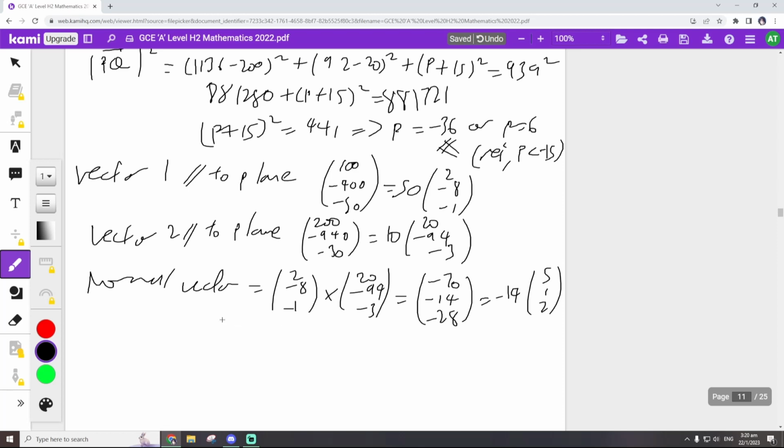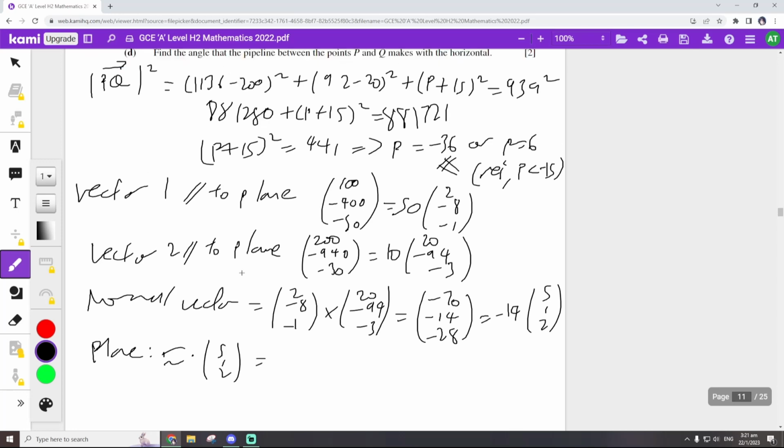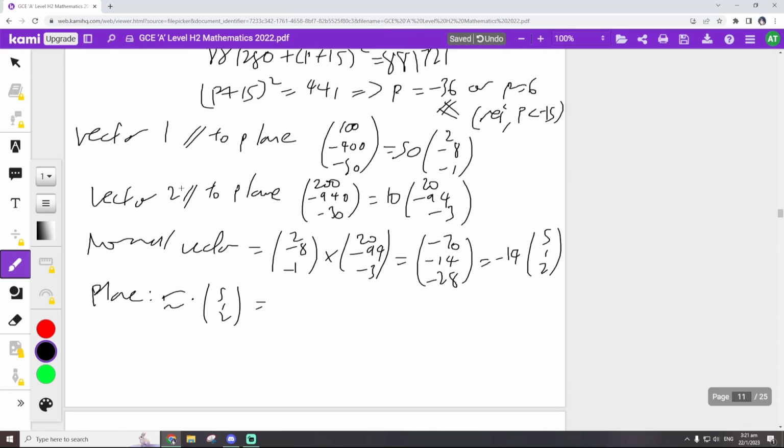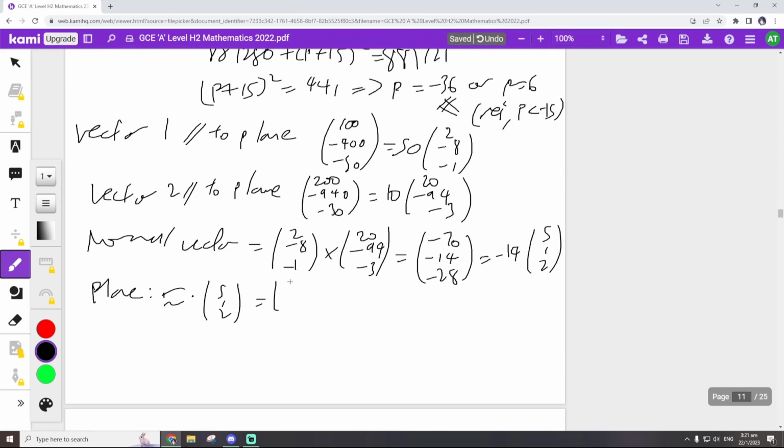Yep, so the plane is r dot 512, where r is any point on the plane, dot 512, 400, 600 minus 20. 400, 600 minus 20 dot 512, which is 2560. So therefore 5x plus y plus 2z is 2560.